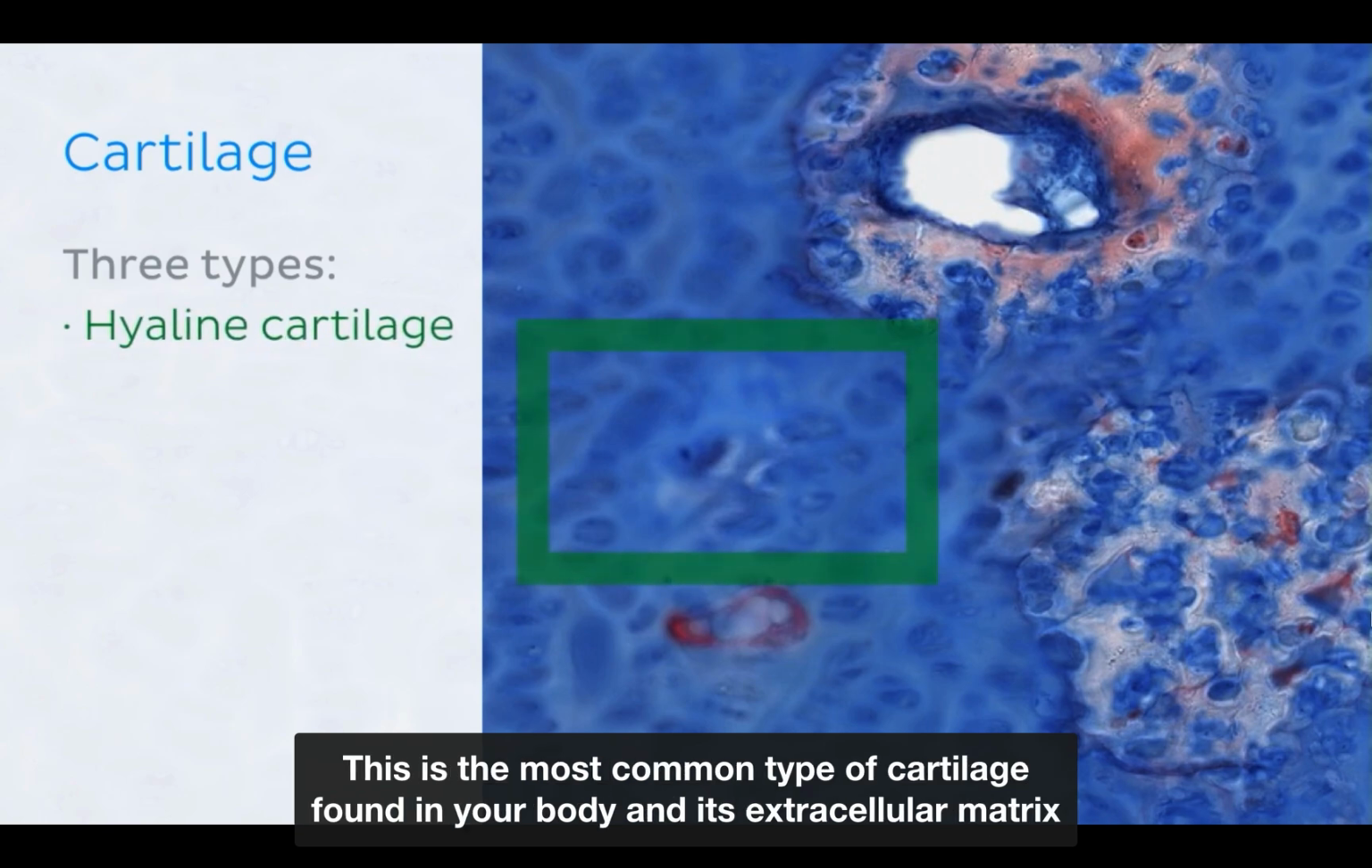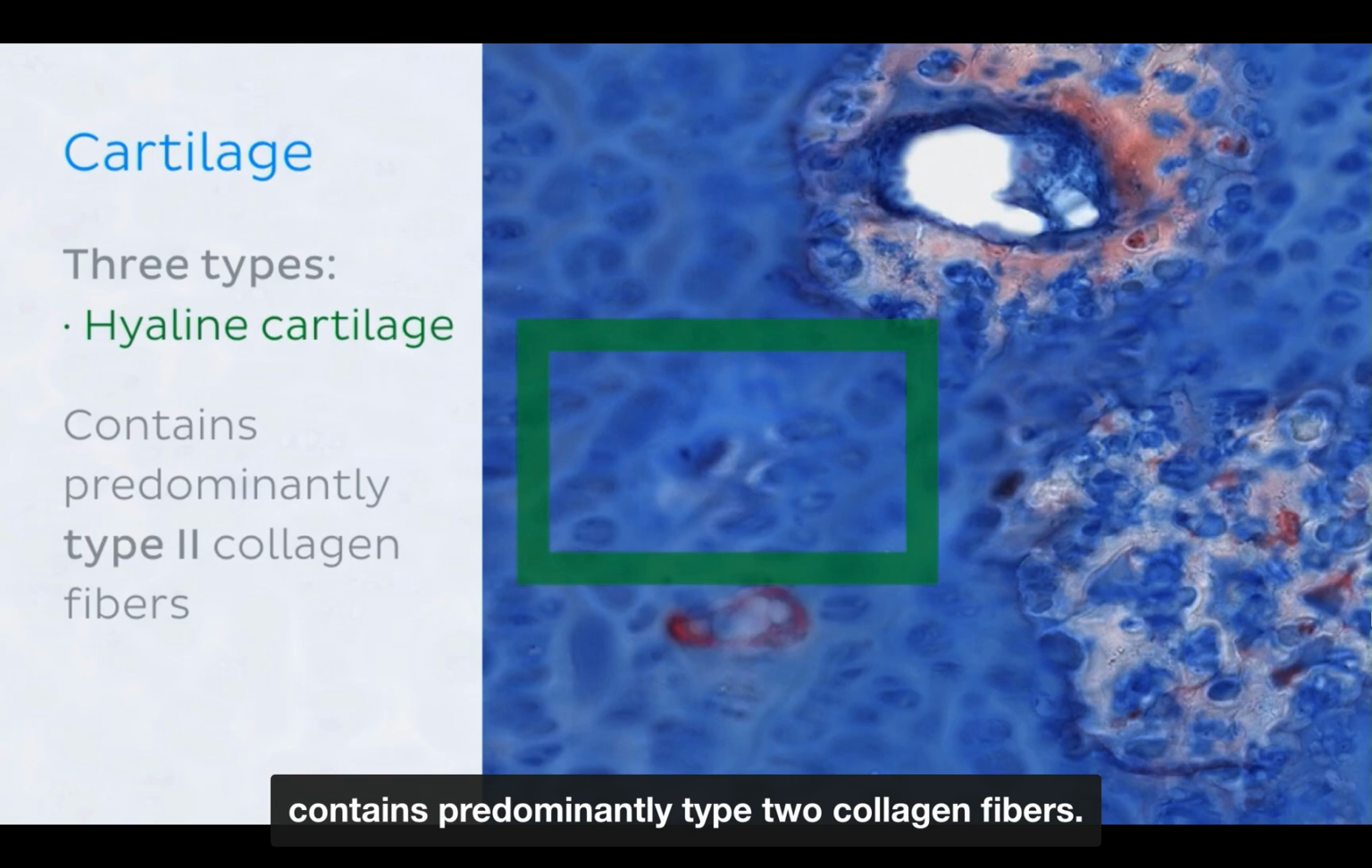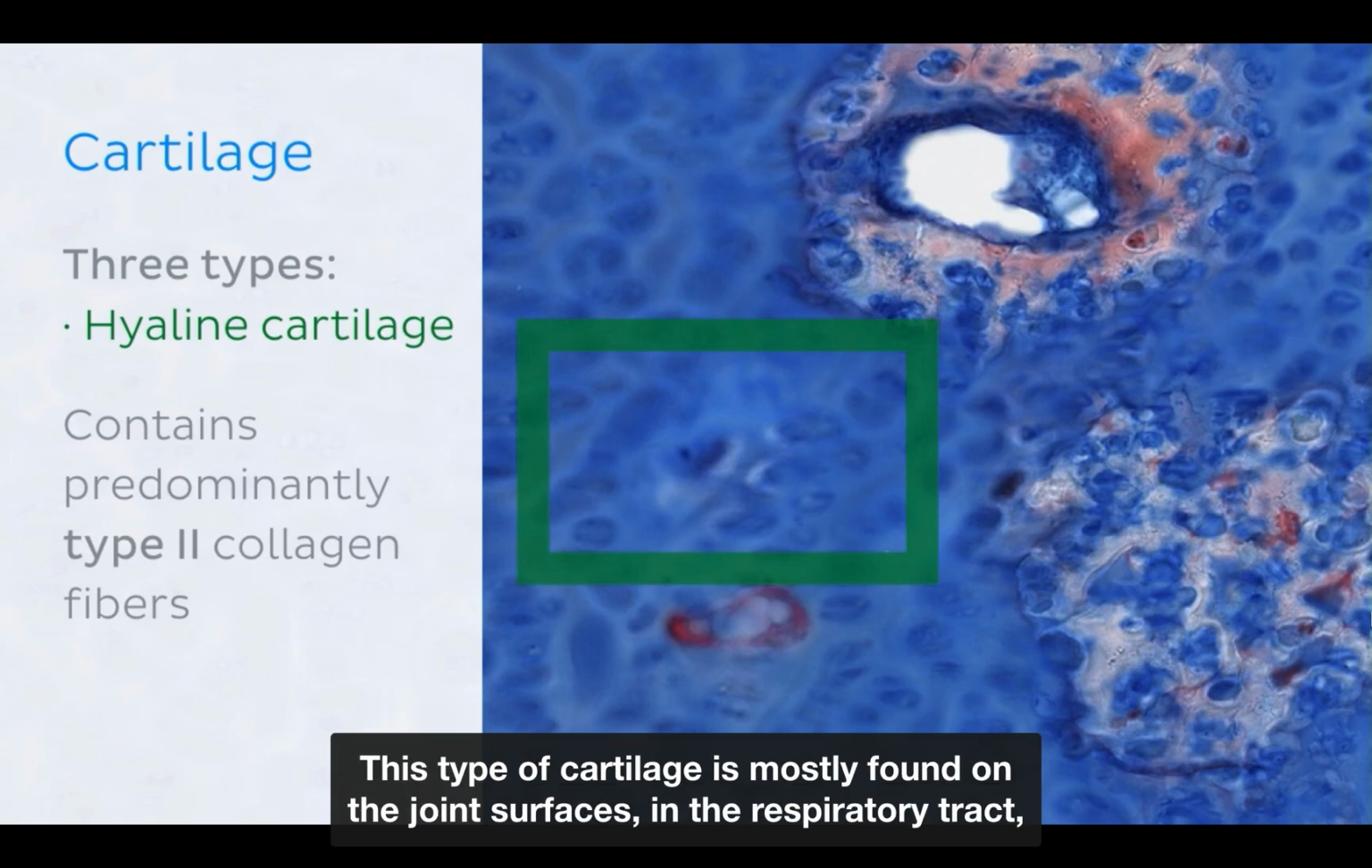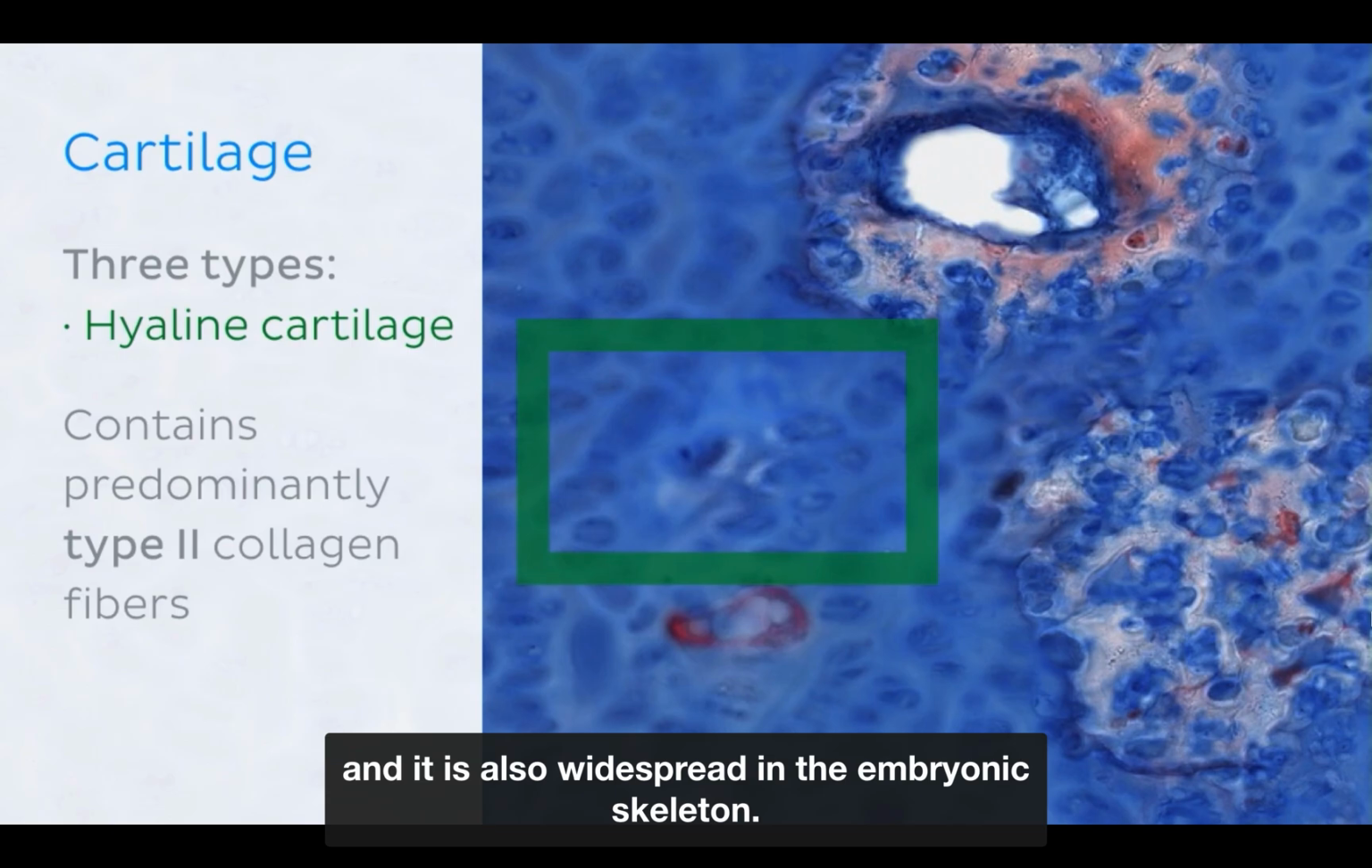This is the most common type of cartilage found in your body, and its extracellular matrix contains predominantly type 2 collagen fibers. This type of cartilage is mostly found on the joint surfaces and in the respiratory tract, and it is also widespread in the embryonic skeleton.